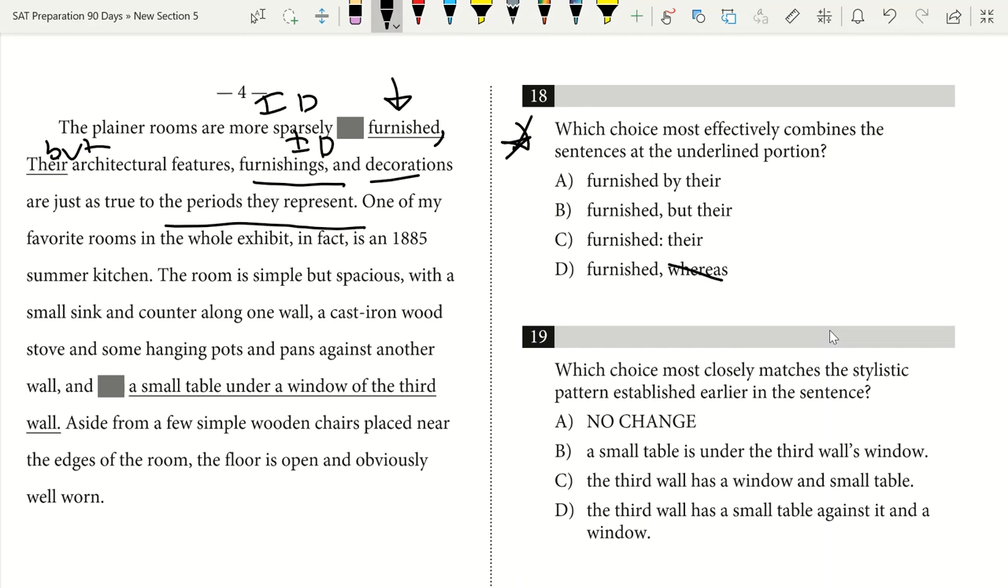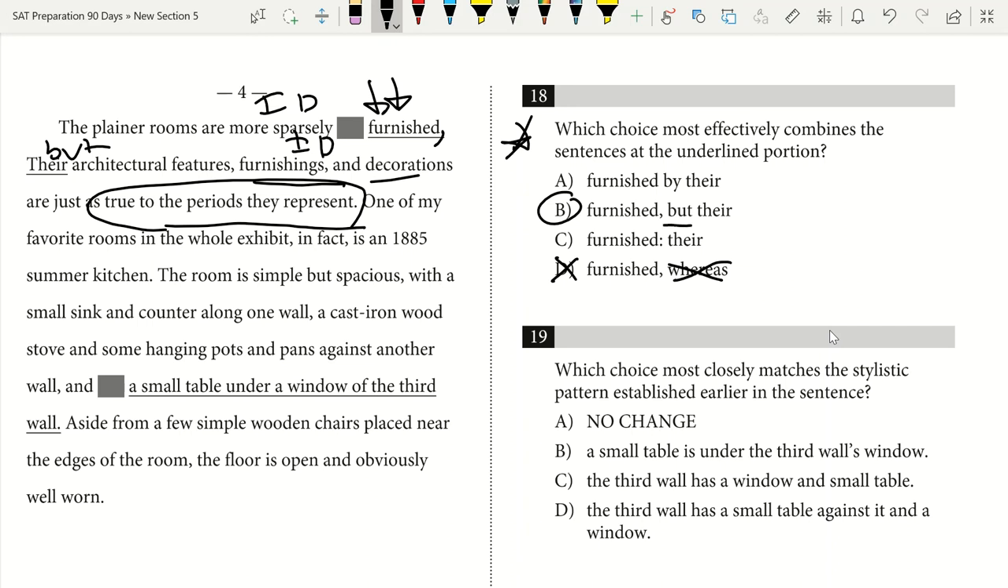Okay, we wouldn't use a comma in "whereas." We want to use a comma and "but," and here's why. By using a comma and then "but," what we're showing is that contrast or that unexpected element, right? The unexpected element is the fact that they're sparsely furnished, but yet still, in spite of being sparsely furnished, they're very, very true to the periods that they represent. Okay, so it's showing that surprising element of this architecture in these plainer rooms.